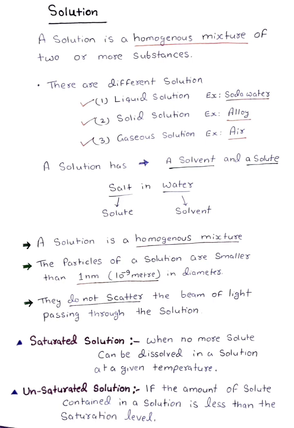A solution is a homogeneous mixture. The particles of a solution are smaller than 1 nanometer in diameter. They do not scatter the beam of light passing through the solution. If we pass a beam of light through the solution, it will not scatter because the solute and the solvent are uniformly mixed. Saturated solution. When no more solute can be dissolved in a solution at a given temperature, it is known as a saturated solution. And if the amount of solute contained in a solution is less than the saturation level, then it is known as an unsaturated solution.